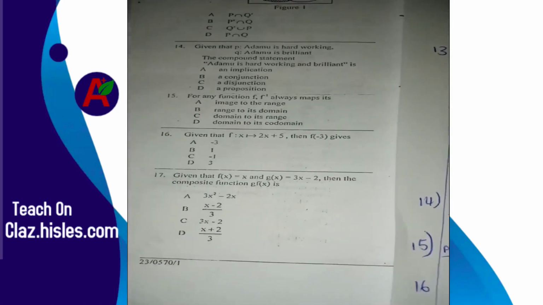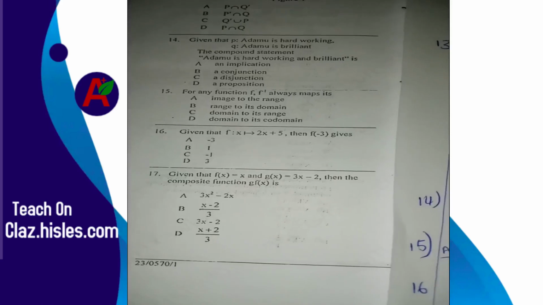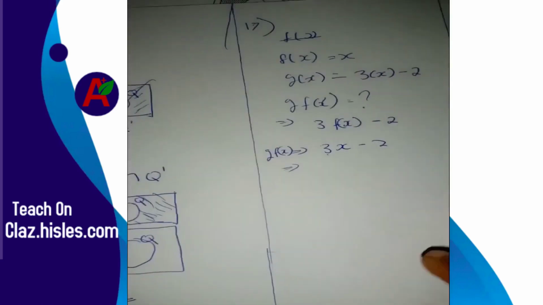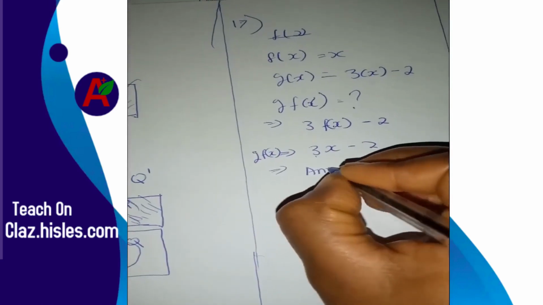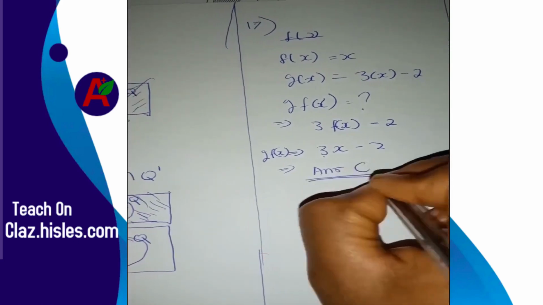What next we have is this 3x minus 2 among our options. Yes, the answer is C. So number 17, our answer is C.